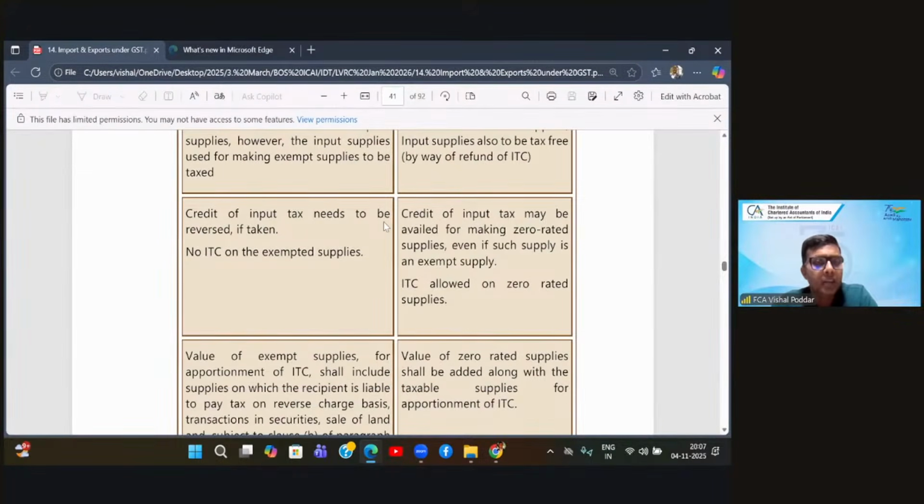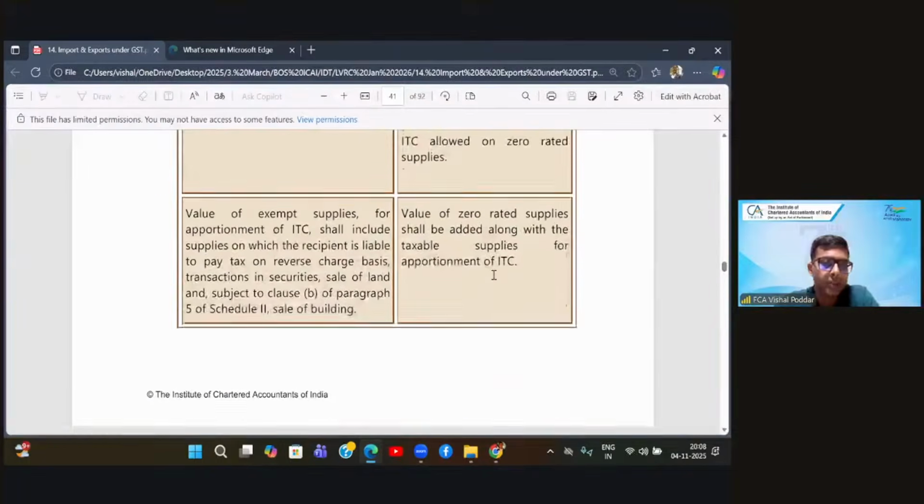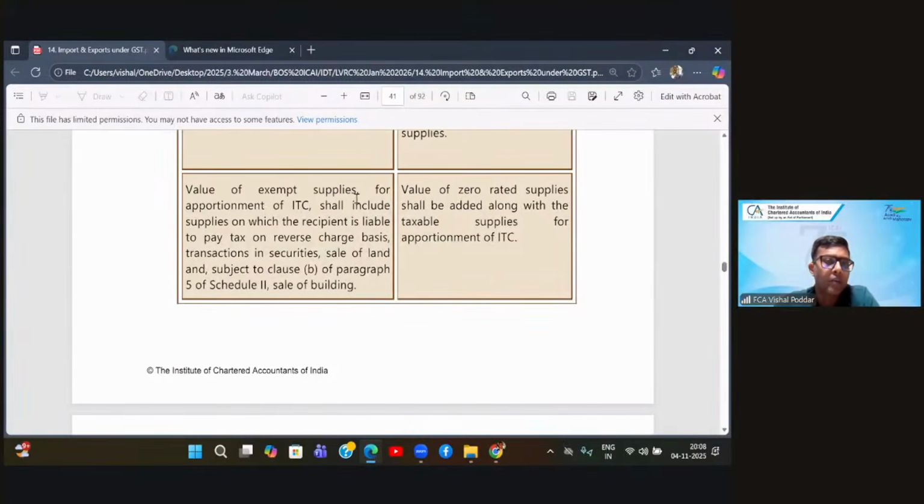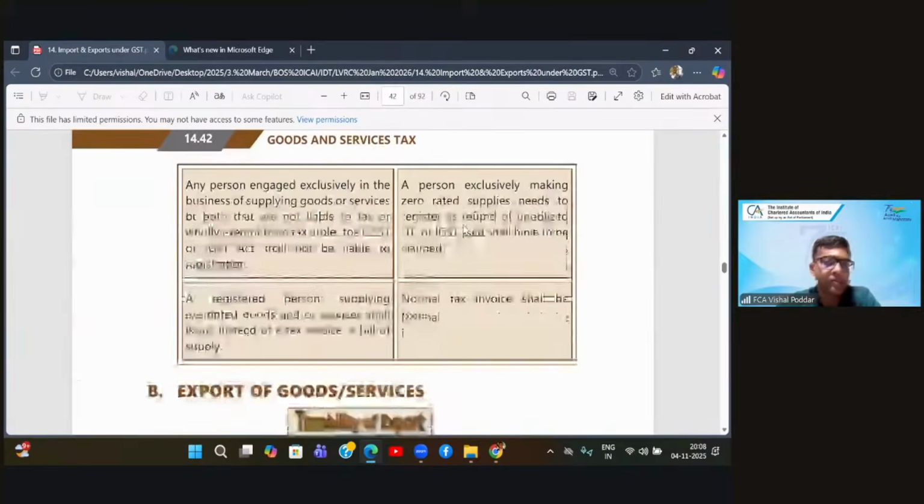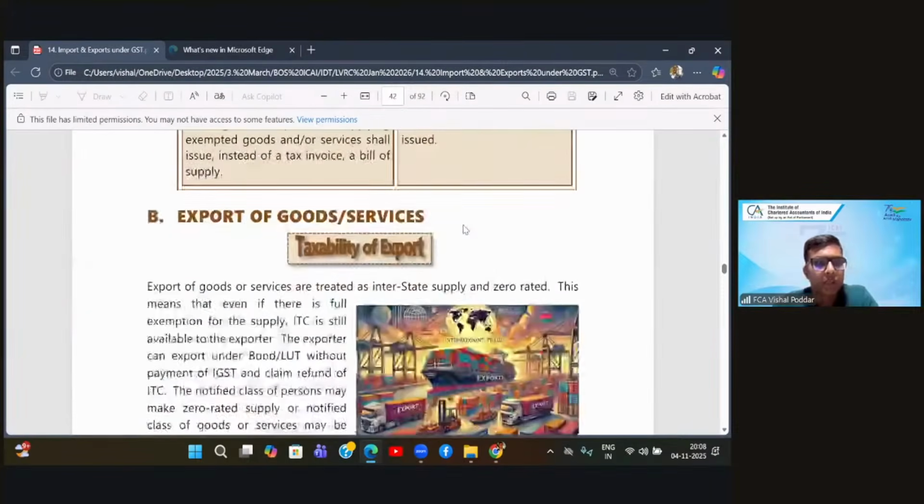Credit of input tax needs to be reversed if taken because ITC is not available for exempt supplies. And credit of input tax may be availed for making zero rated supplies even if the supply is exempt. ITC allowed on zero rated supplies. Next, the value of supplies for the purpose of apportionment shall include some deemed supplies. So these are those deemed supplies which will be covered for the purpose of doing the proportionate reversal. Value of zero rated supplies shall be added along with taxable supplies. So these are some differentiating points.